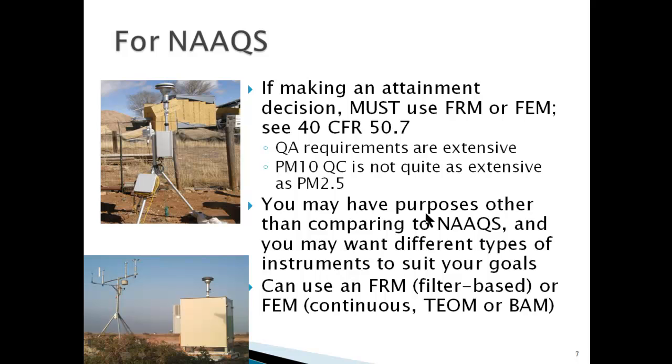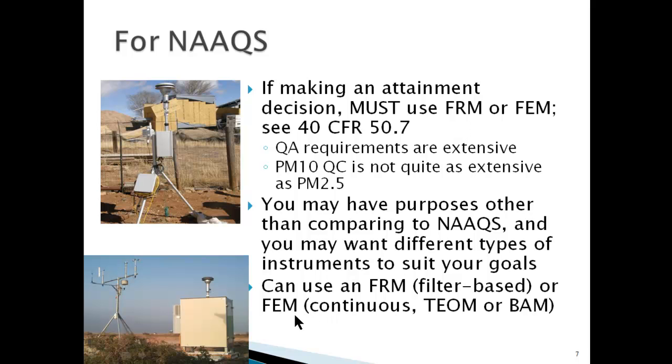So you may have purposes other than comparing against the National Ambient Air Quality Standards. I mean, not to say that when your data comes in, you're not going to say, well, are we greater than 150 micrograms per cubic meter, which is the limit for PM10? But you can't take that data from a Minivol and say, all right, EPA, use this data and tell us whether we're in attainment or non-attainment. But you may want to start off with screening. So that's fine. If you have different goals, for example, screening, and we'll talk a little bit about that, you don't have to use an FRM or FEM.